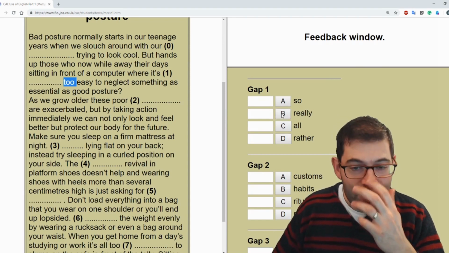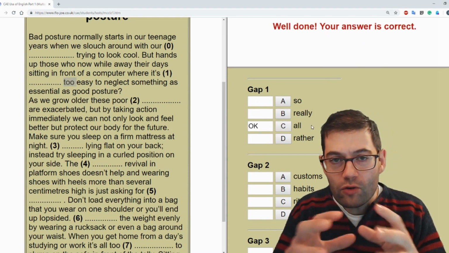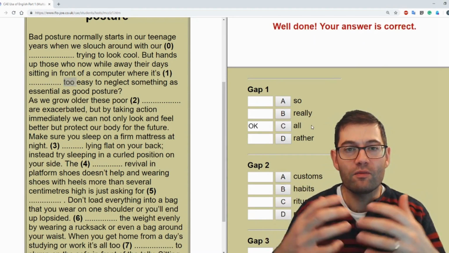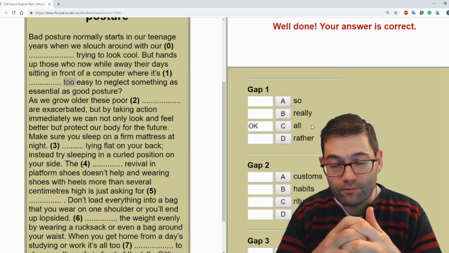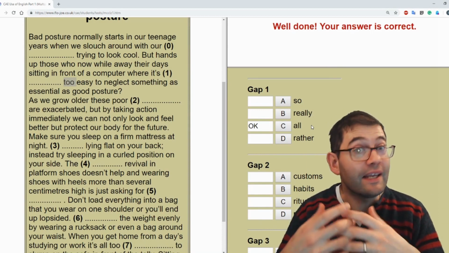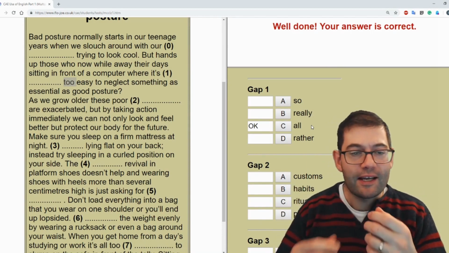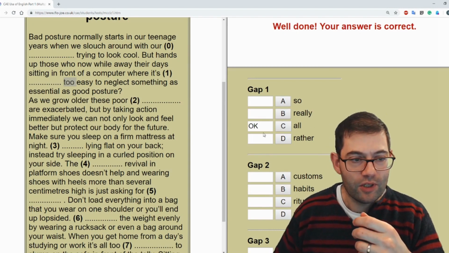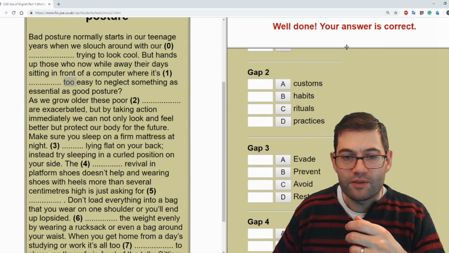So which one's it going to be? Is it going to be B or C? The answer is C. All too easy is an expression which basically is an emphatic form of saying something is easy. Or it's very easy to do. So it's all too easy, very, very easy to neglect something as essential as good posture. Let me move up the questions and let's move that up as well.